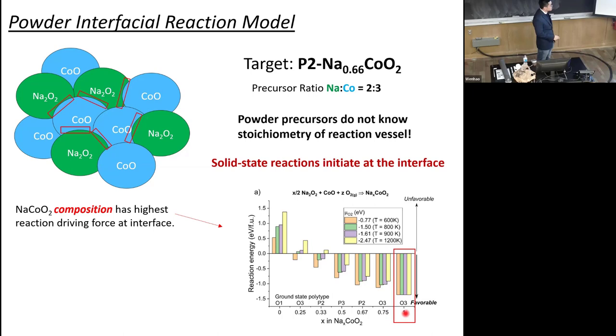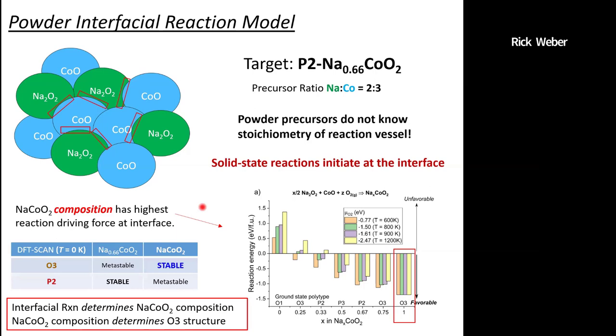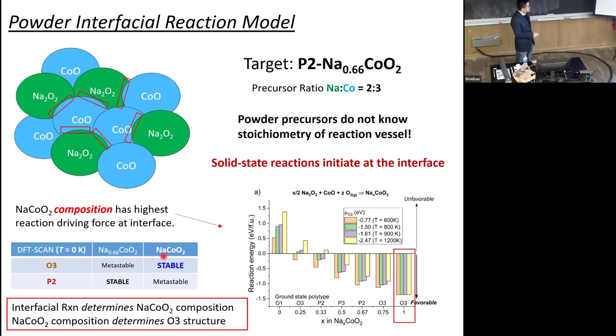And what that means is that the first reaction that happens at this interface forms sodium cobalt oxide, which is stable at sodium 1 composition. And at the compound that we were targeting, which is stable at 0.66, that's not the phase that forms, because that's not the most exothermic phase at that composition.